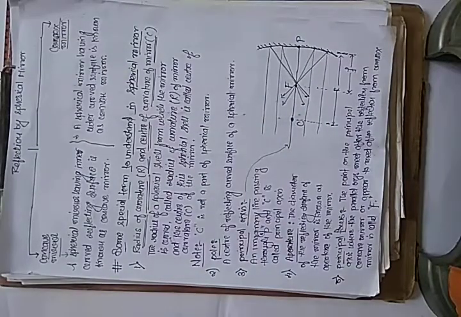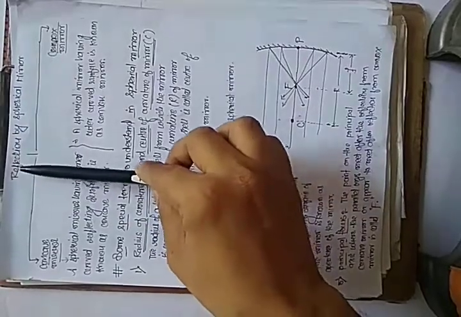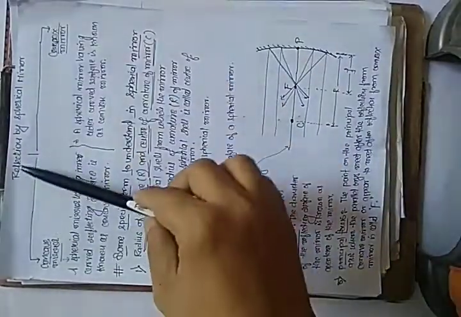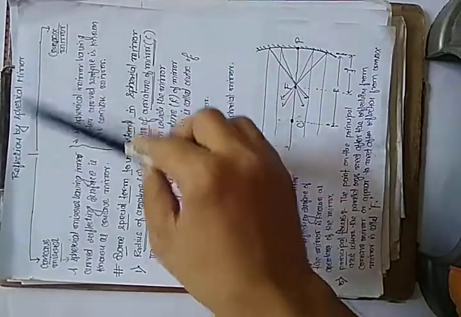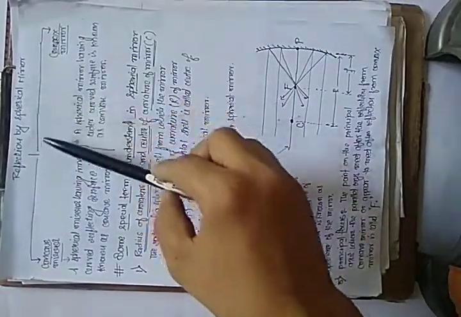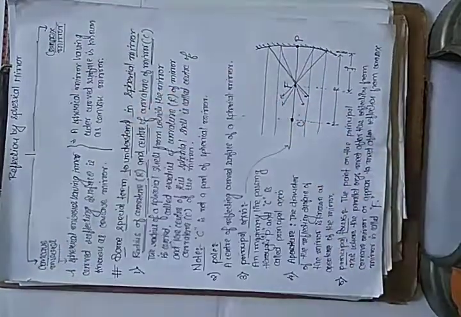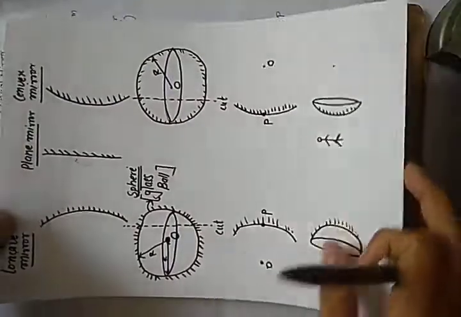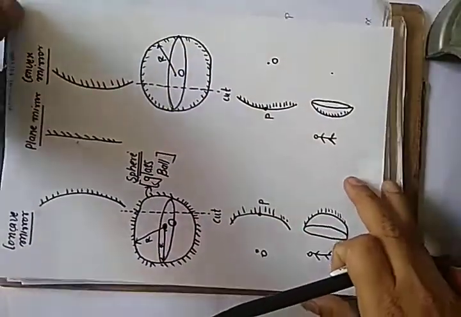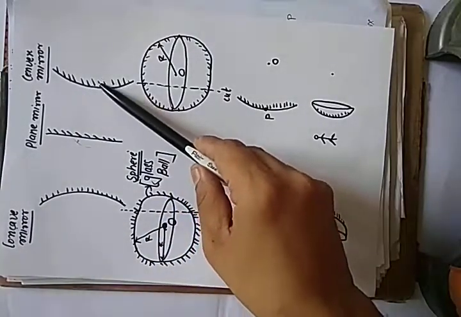So students, the first topic under spherical mirror is reflection by a spherical mirror. I hope you know the meaning of reflection. Spherical mirrors are generally of two types. One is called a concave mirror and one is called a convex mirror. Without going through the definition, first I will tell you how a spherical mirror looks. Okay, so this is the exact diagram of a concave mirror and this is the diagram of a convex mirror.